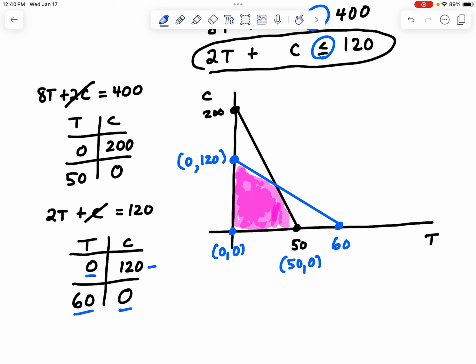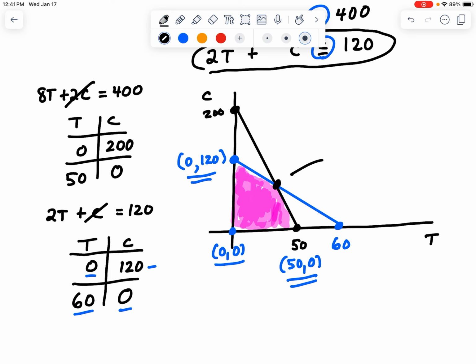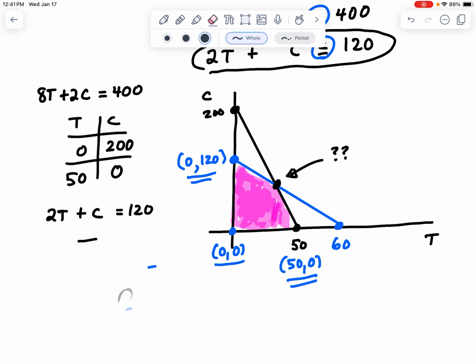So basically, one of them is saying they don't make anything, so that means they went out of business. This one means they make 50 tables and do not make any chairs. This one says make 0 tables and make 200 chairs. And then you're right, there is one other vertex. That's right here. So then we need to find out where that point is. So for that, we basically could just go back to the two equations that I had over here on the left and then find out where they intersect.